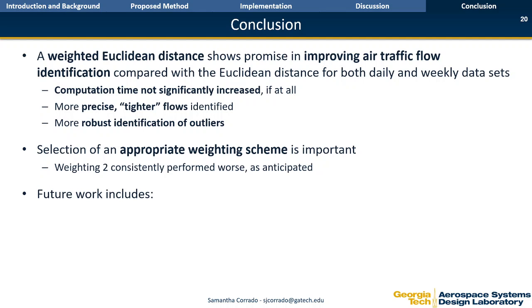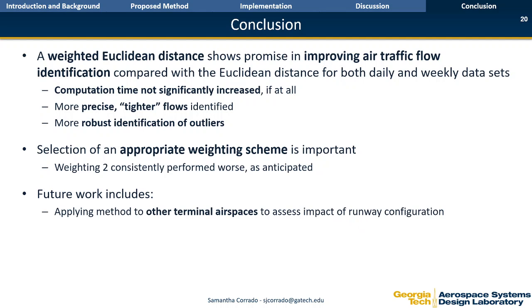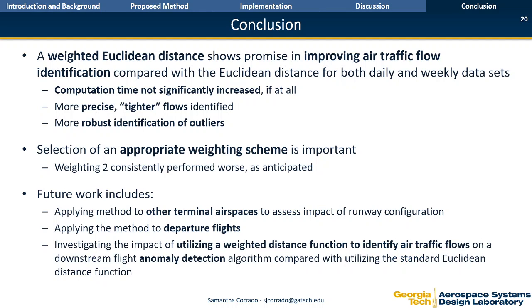So then we plan to extend this work by applying the method to other terminal airspaces with different runway configurations to assess the impact of runway configuration on an optimal weighting scheme. And also we want to apply the method to departure flights to evaluate the results, see if they're similar, and see a similar improvement. And also something we want to do is investigate how the utilization of a weighted Euclidean distance may impact the results of a downstream anomaly detection method versus using the standard Euclidean distance. So how does a more precise identification of flows impact an anomaly detection algorithm downstream?